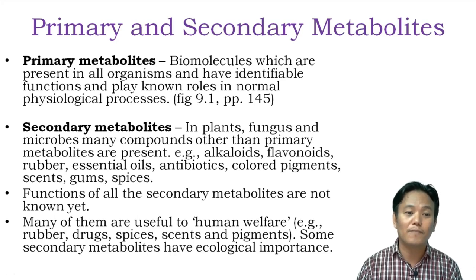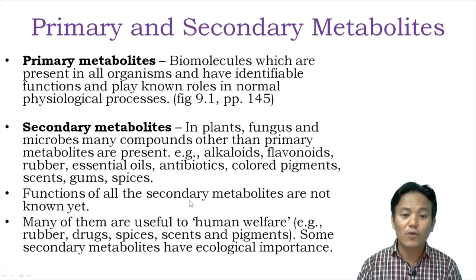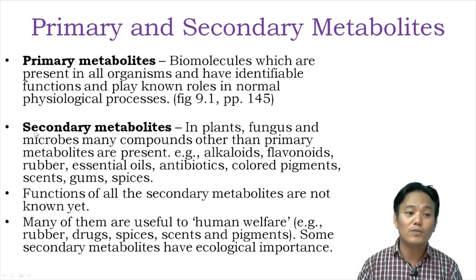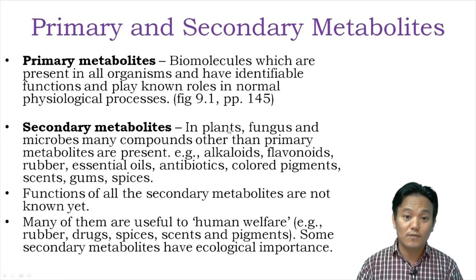Examples of secondary metabolites are alkaloids, flavonoids, rubber, essential oils, antibiotics, colored pigments, scents, gums and spices. The function of all the secondary metabolites is not known yet. Many of these secondary metabolites found in plants, fungi and microbes are useful for human welfare. Drugs, spices, scents and pigments are all useful for human welfare.